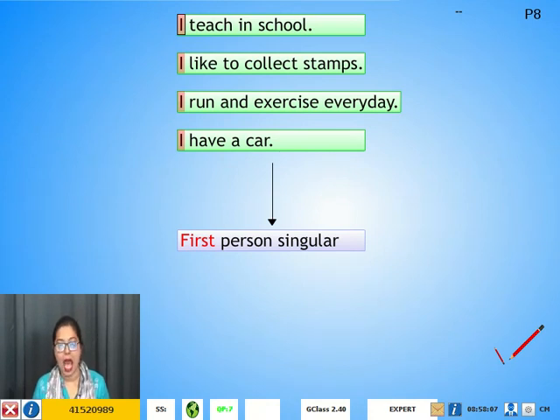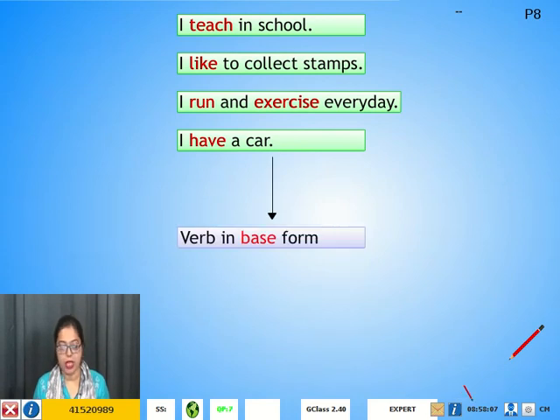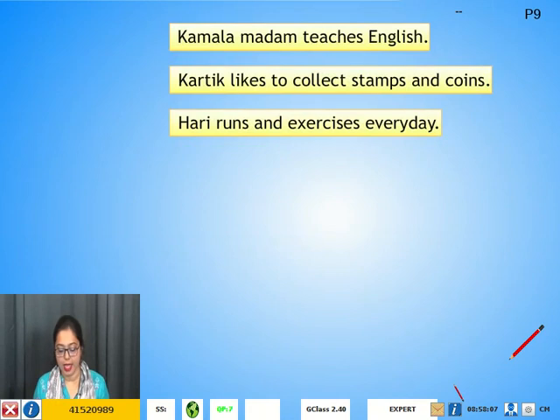So have a look. I teach in school. I like to collect stamps. I run and exercise every day. I have a car. That is first person singular number. So have a look at the screen. Here also you see teach, like, run, exercise, have. These all are in base form. Now another sentences are coming up on the screen.